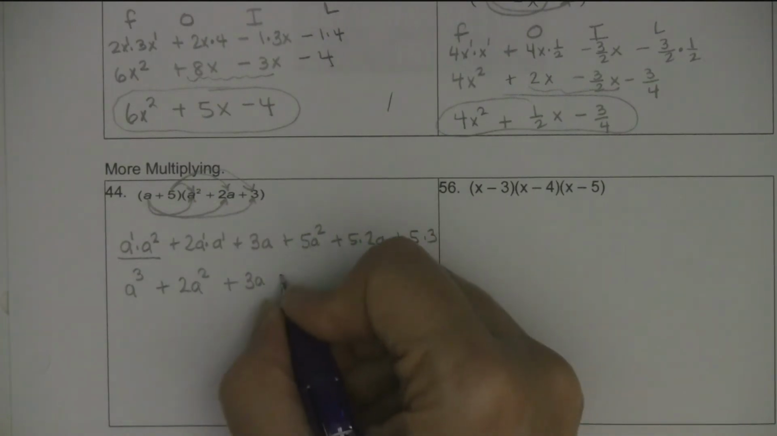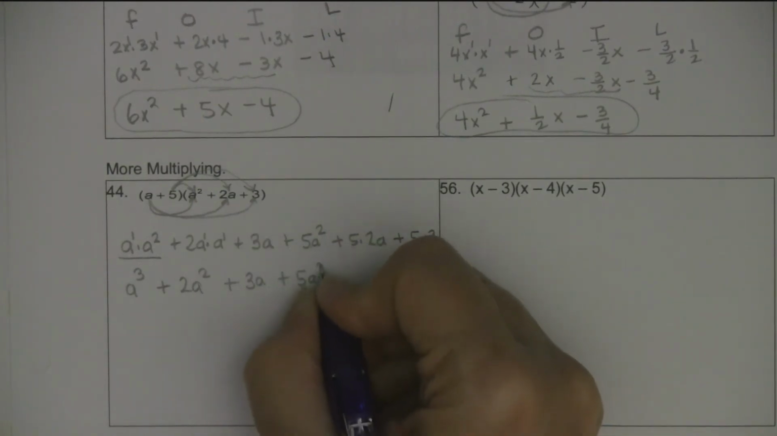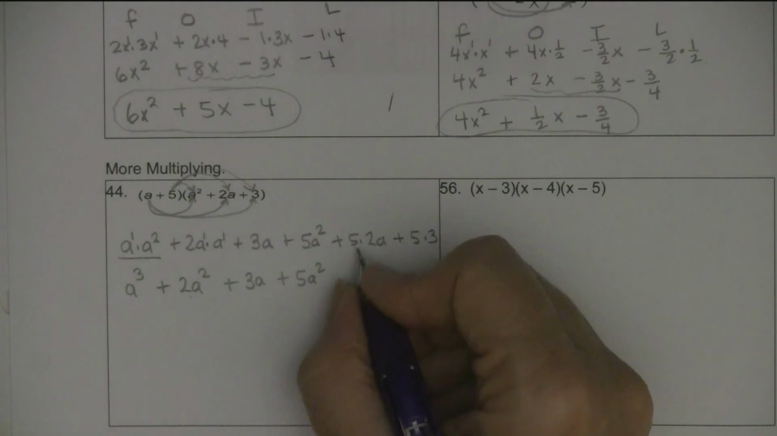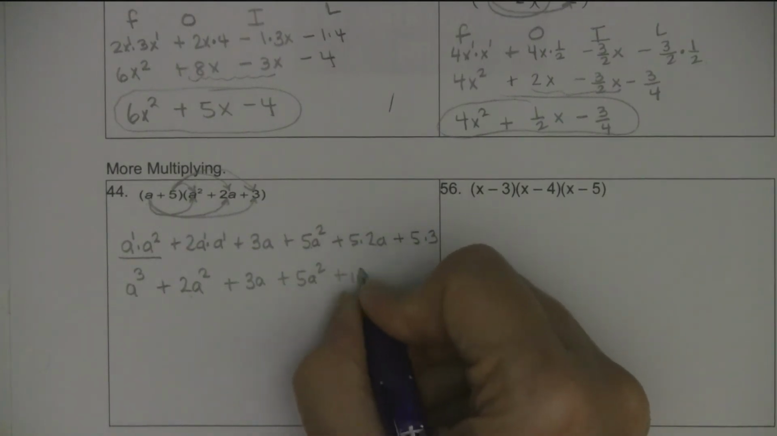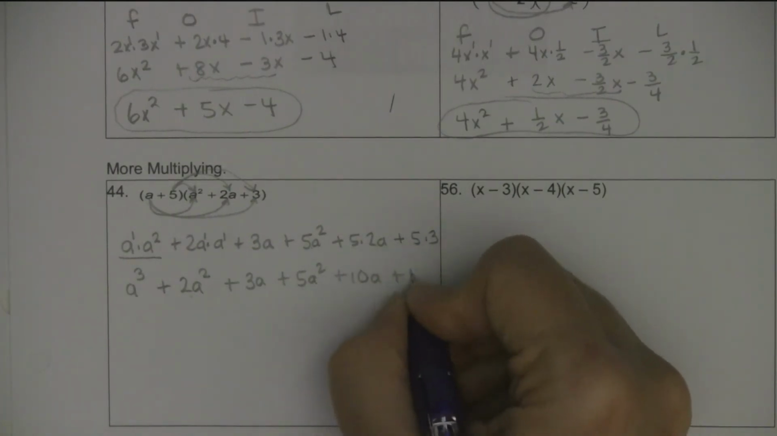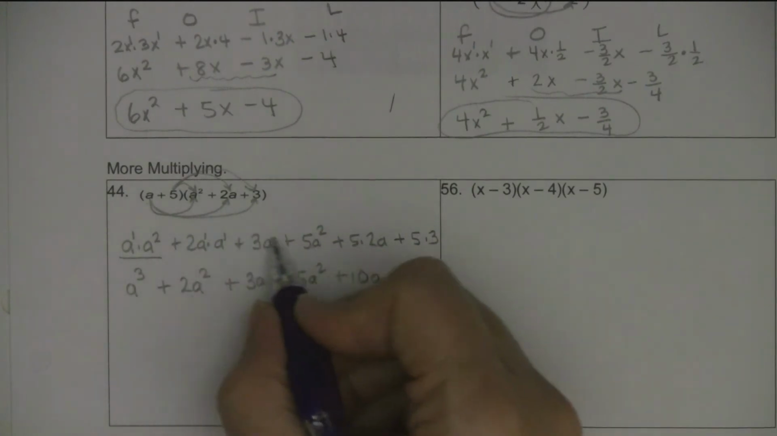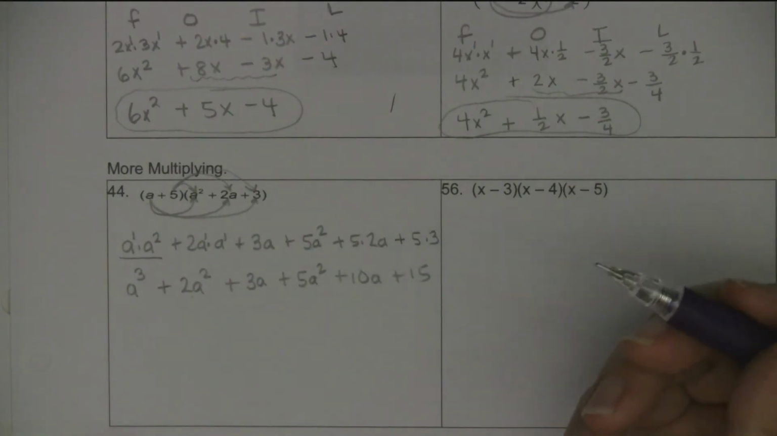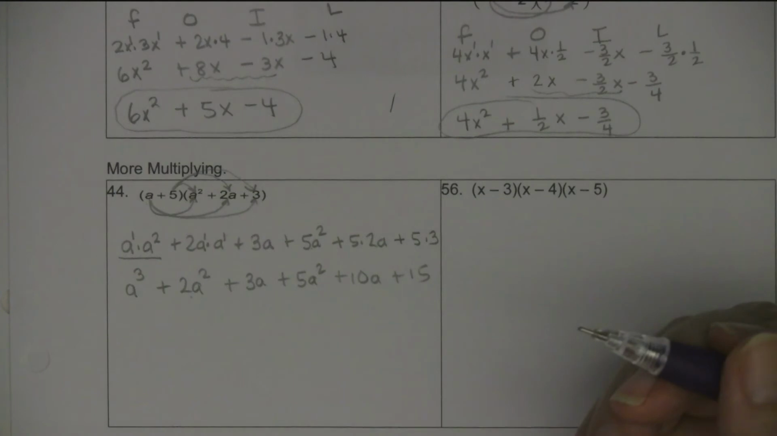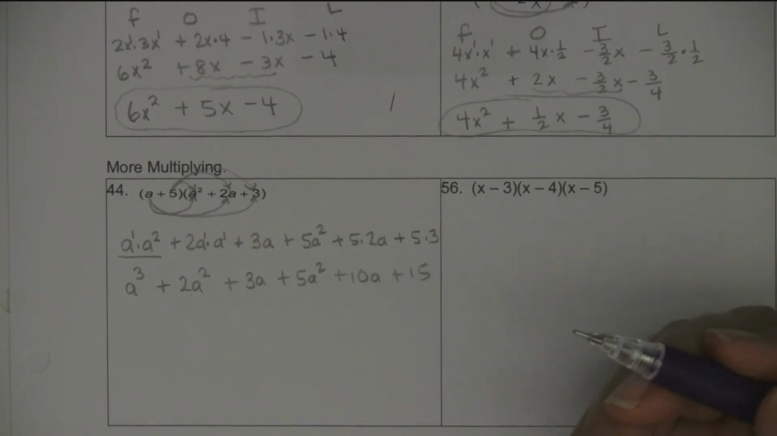Then I have a friend, 5a to the second. You can see that it's friends with that. Here I have 10a and plus 15. And usually people just think this. They don't write it, they just think it. I went ahead and wrote it out. You get where you don't write it out.